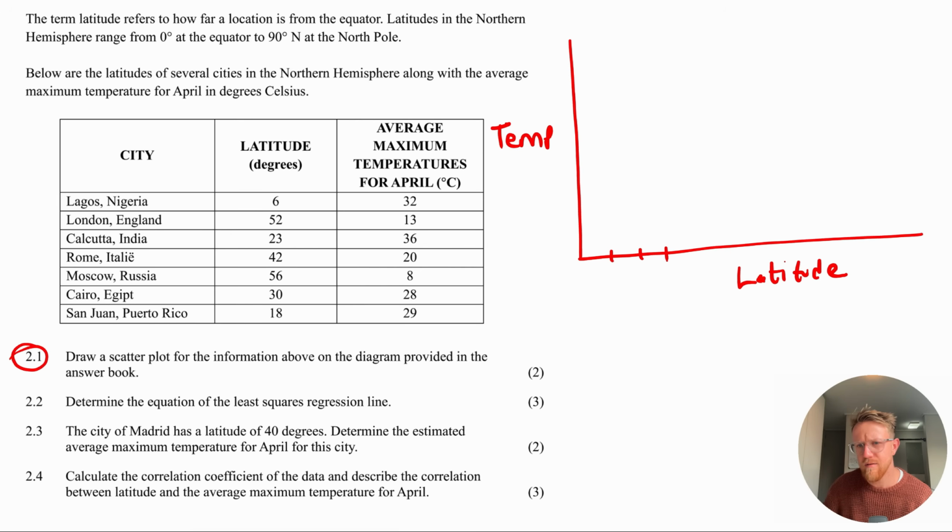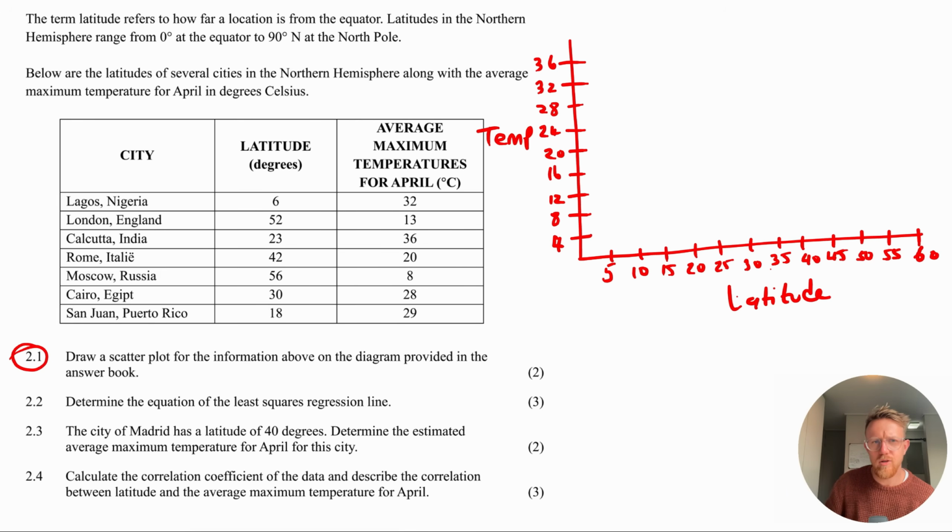5, 10, 15, 20, 25, 30, 35, 40, 45, 50, 55, 60. And for the temperature, the highest temperature is 36, so let's go up in fours: 4, 8, 12, 16, 20, 24, 28, 32, 36. If we go plot the points now, this would be 6 and 32. The latitude is around 6, so it's there, and then the temperature is at 32. Where those two intersect, you would put a little dot.